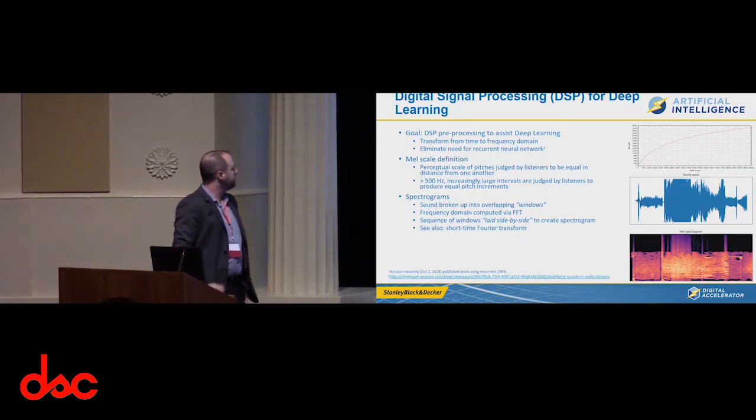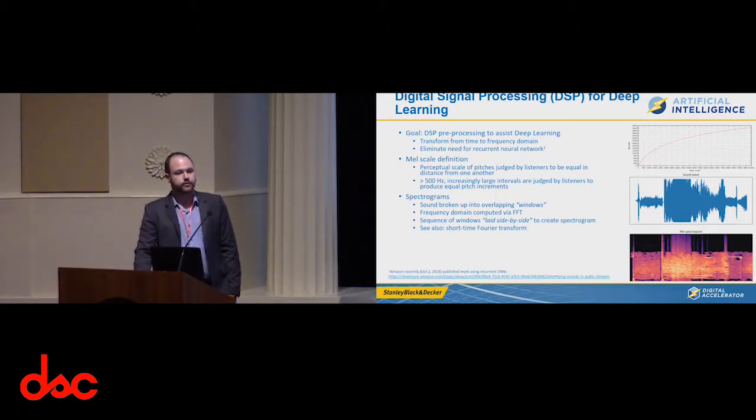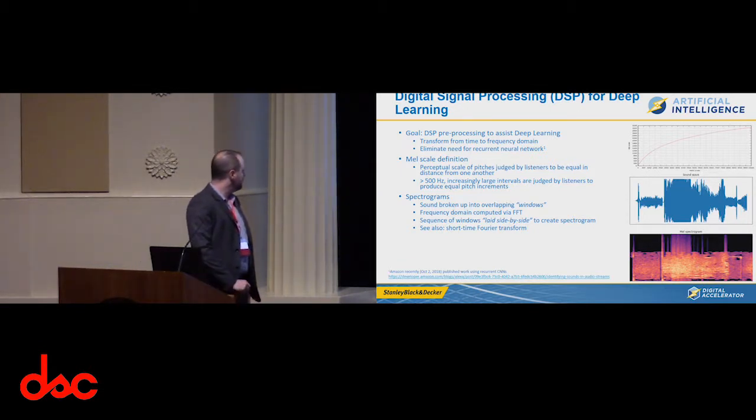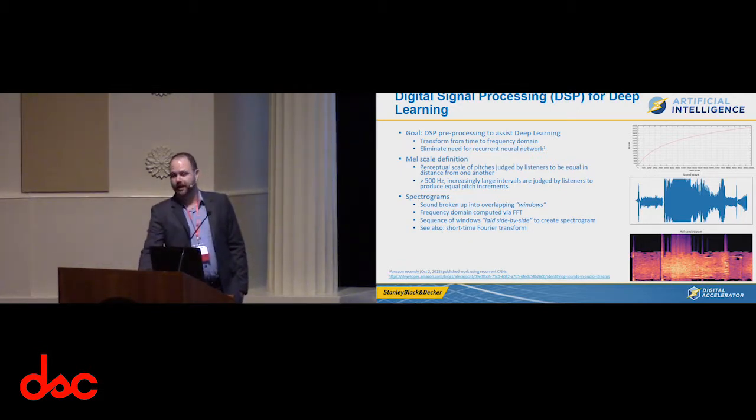In working with this audio, we first have to look at how we can process it and get it in a format that is friendly for deep learning. The goal in general is to transform this from the time domain over to the frequency domain. That gives us a lot of advantages, one of which is that we eliminate the need for a recurrent neural network and can use just a standard convolutional neural network. One aside: earlier this month, on the 2nd of October, Amazon published some really interesting work about using recurrent convolutional neural networks on this. So it definitely is an evolving field and hard to keep track of.